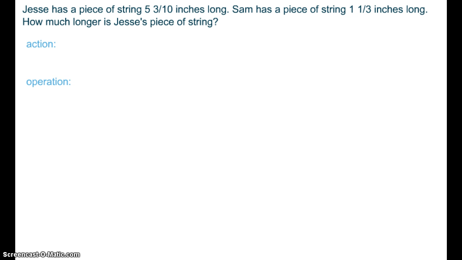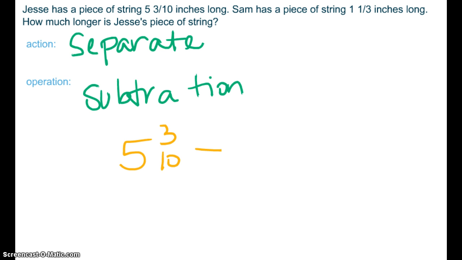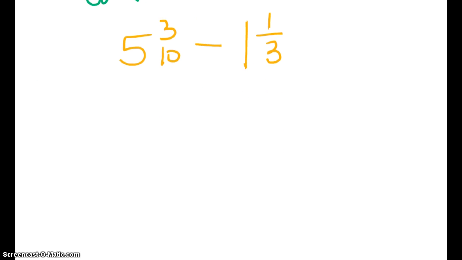So in this problem, we have two pieces of string, and to find out how much longer one is than the other, we have to separate one piece from the other. So when we're separating, we are subtracting. So this is subtraction. So we know that Jesse's piece is 5 3/10. If we subtract out Sam's piece 1 1/3, we should be able to find the difference between the two. So 5 3/10, I'm going to write it this way, minus 1 1/3.